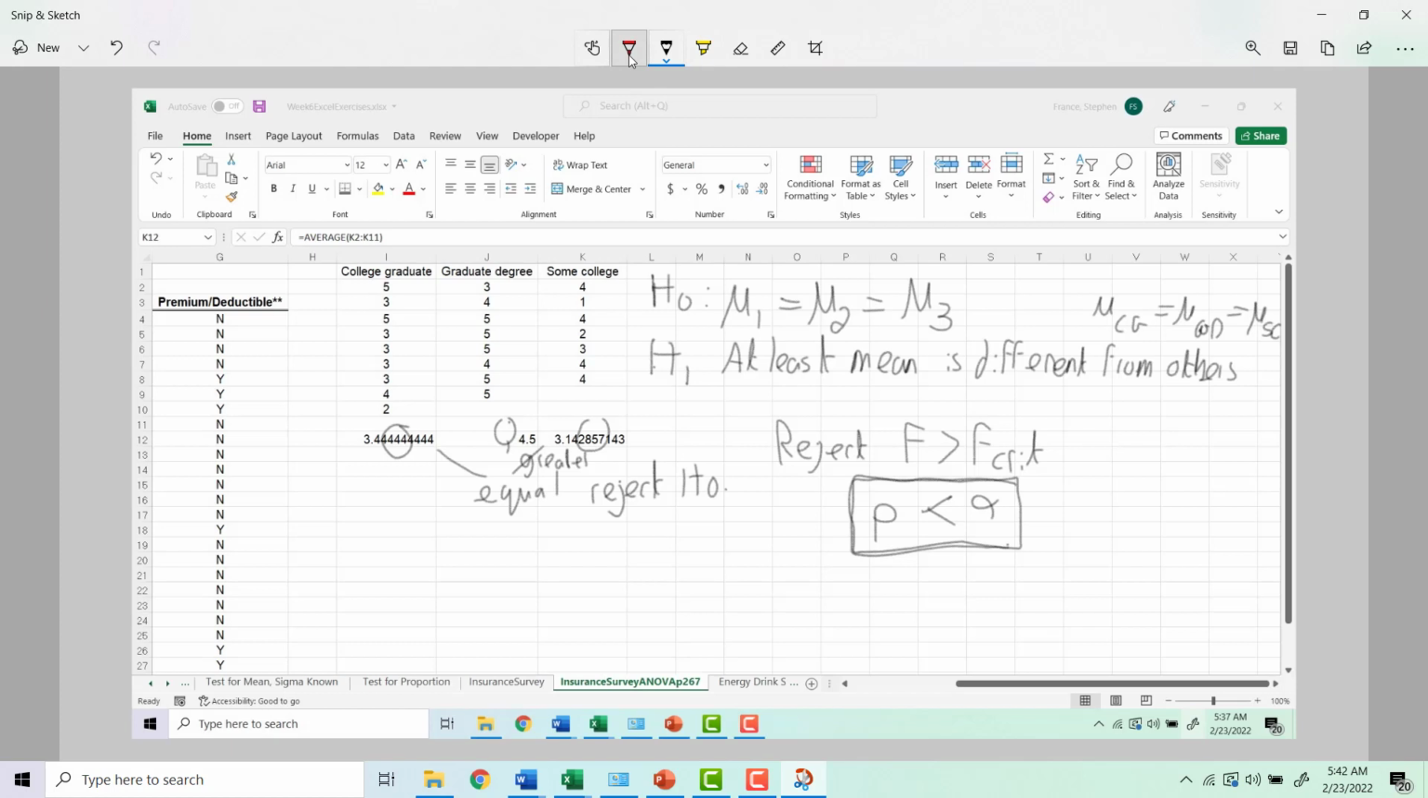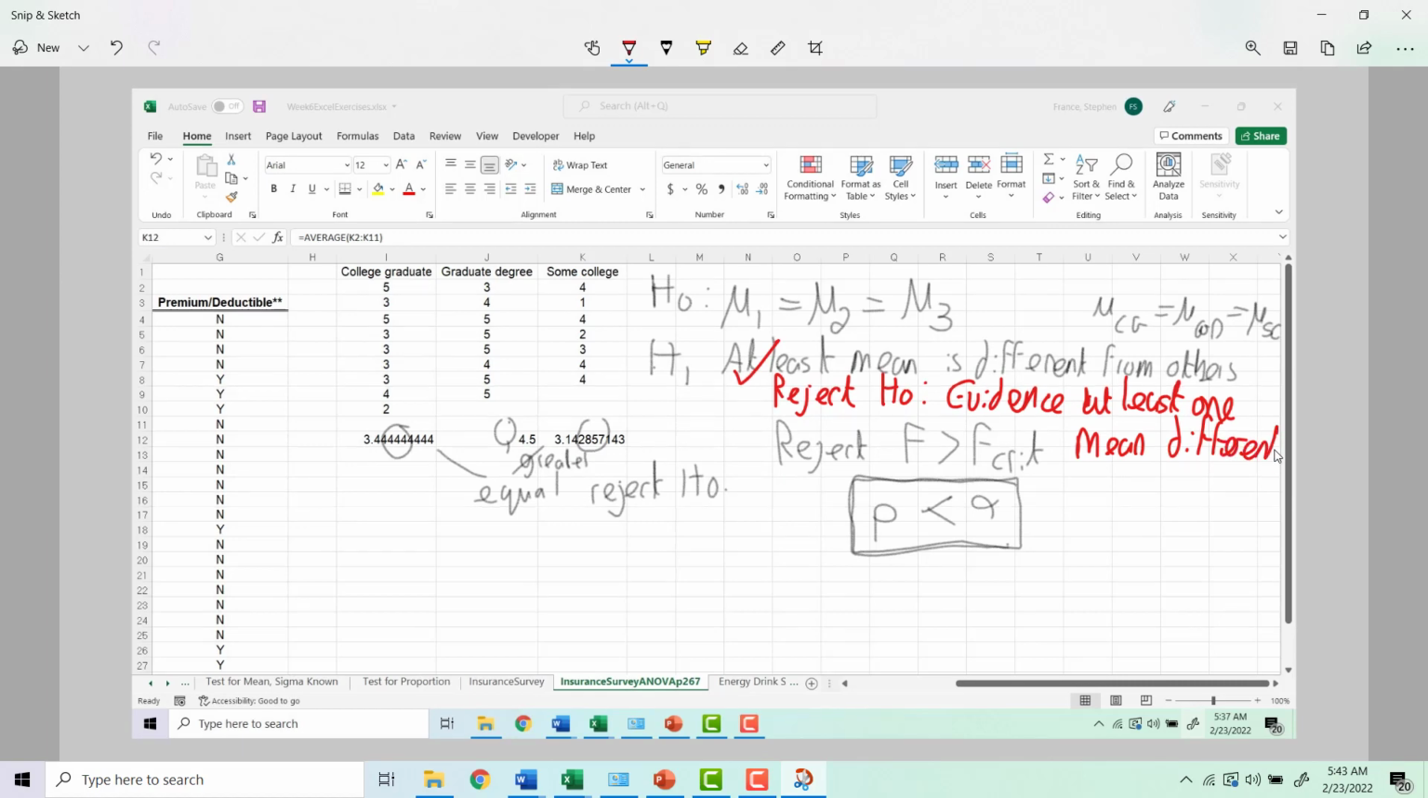So let's go to my red pen. So we're going to basically reject H0. So there's evidence that at least one mean is different. Now, if I was to give my results to my boss in a real world business situation, my boss would probably go, hey, well, at least one mean is different, but I don't know which mean. So my boss is going to say, you're an idiot. That's not telling me anything.